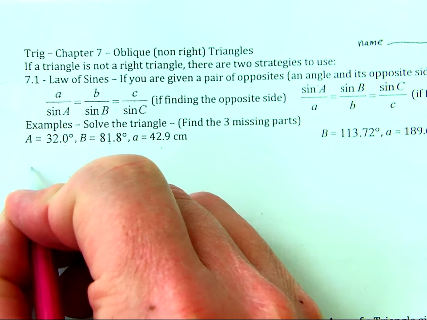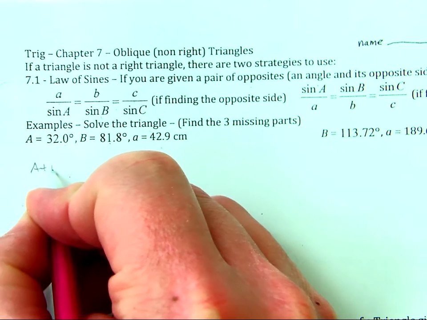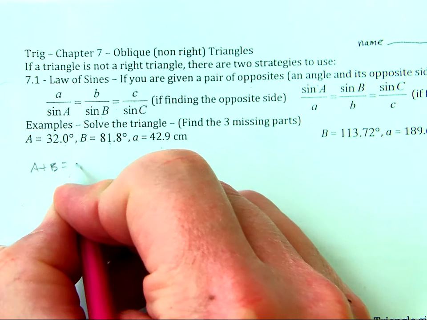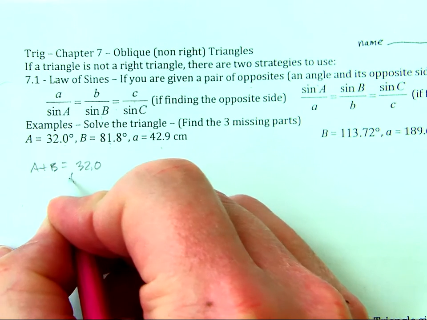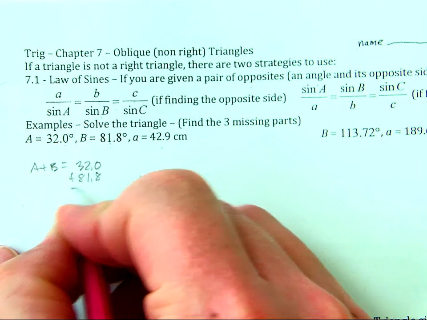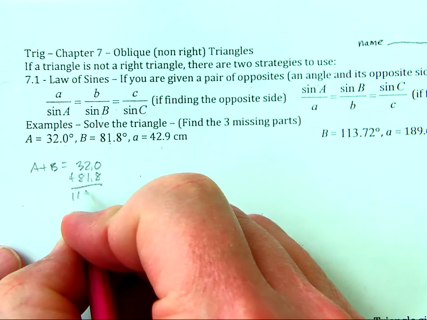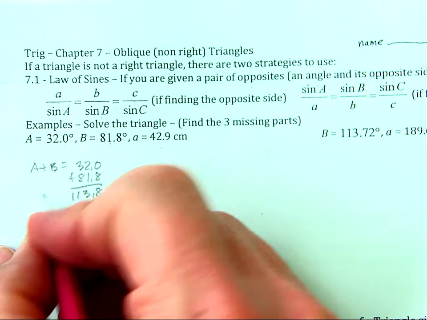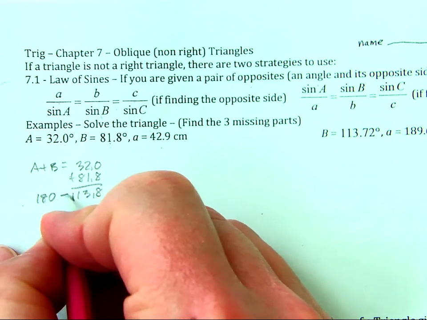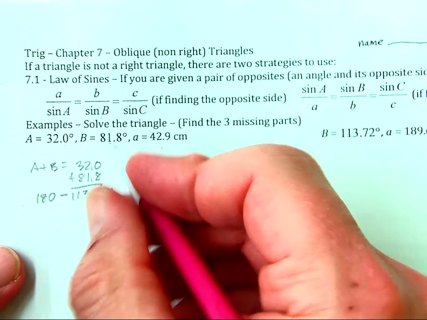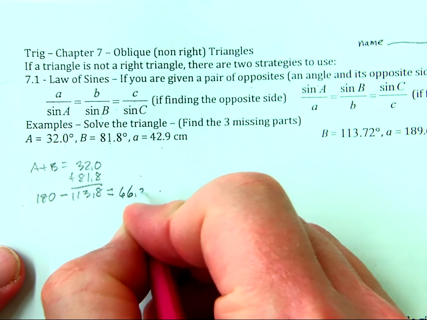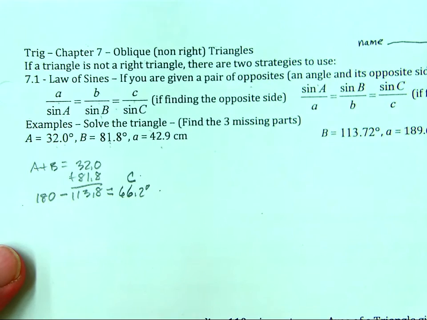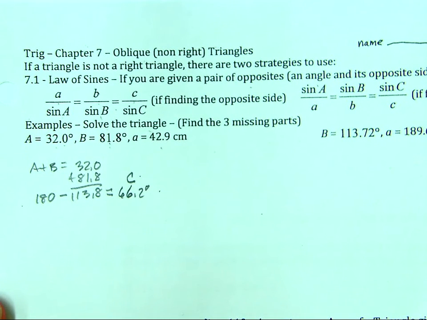So the first thing to do is take A plus B. Well, A plus B is 32 plus 81.8. That's 113.8. So if we subtract that from 180, the third angle must be 66.2. So that gives us angle C. So if you're given two angles, you can find the third one like that.